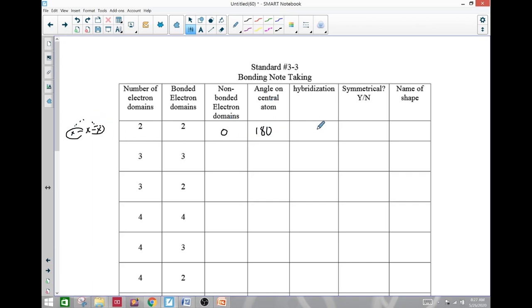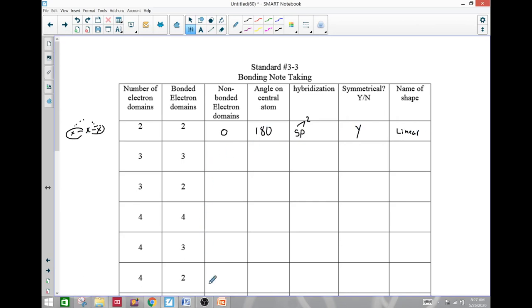Okay. Hybridization. Now, this is a unique way in which they categorize the number of domains. This one is called SP, and that's really all we're going to say about it. There are two things listed here, and these are the number of electron domains: 1 and 2. So it's SP. Is it symmetrical? Well, as long as the atoms are the same, yes. Do I have any unbonded pairs there? No. Name of shape? Linear.